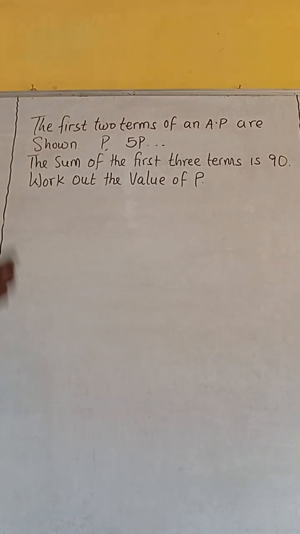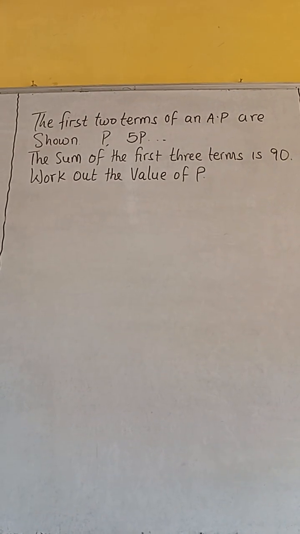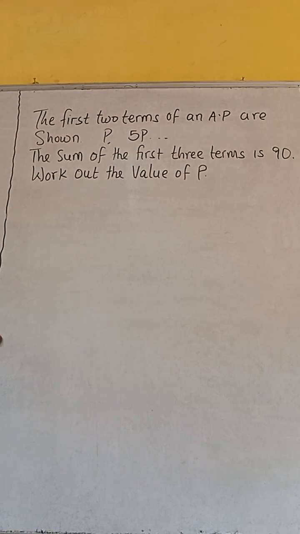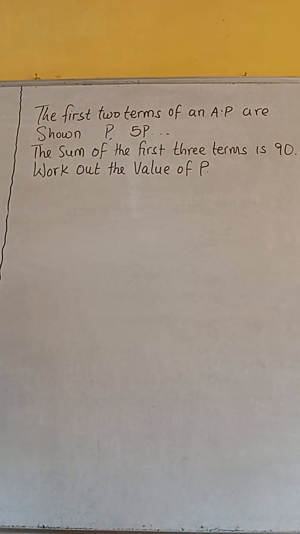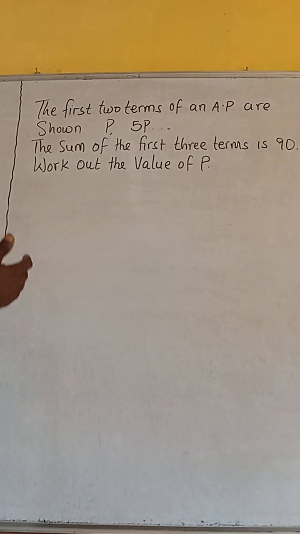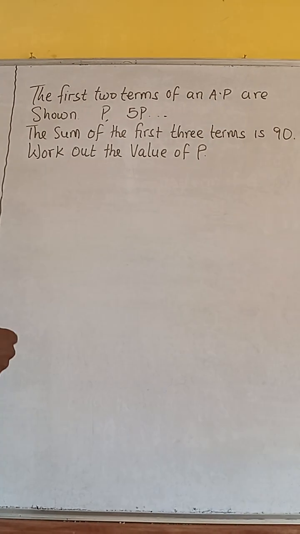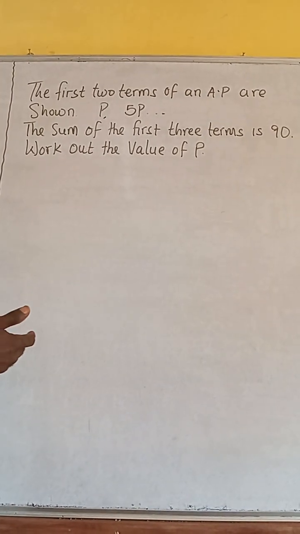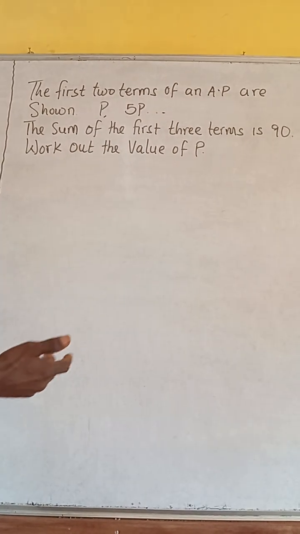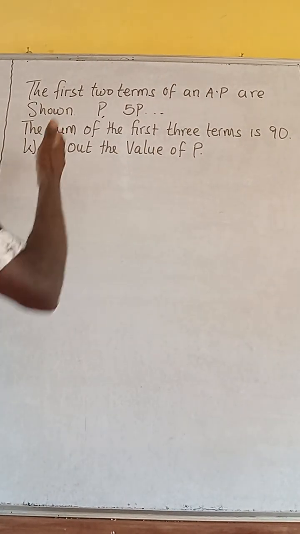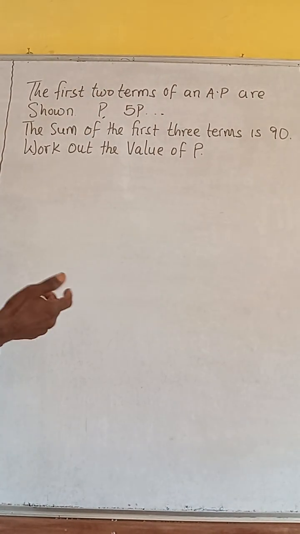In today's class, I want to solve this question on sequence that says the first two terms of an AP are shown. So we are given P and 5P. That's the first two terms. We now know the sum of the first three terms is 90. So we have to work out the value of P. We are just given P and 5P.